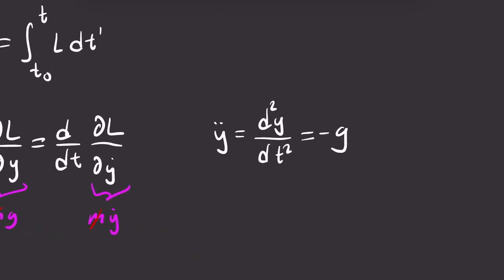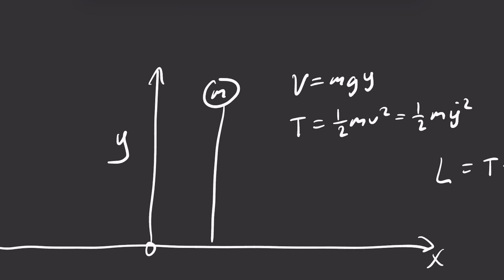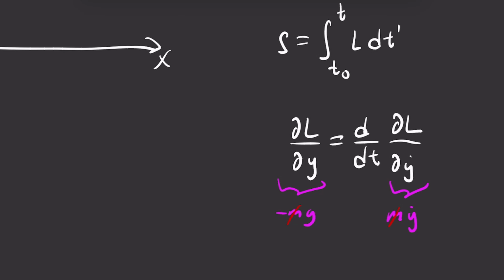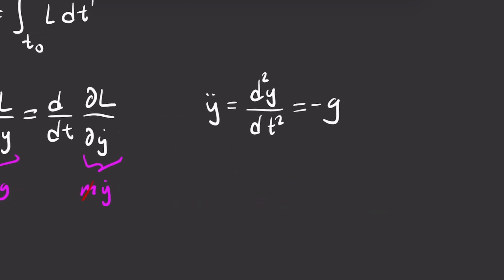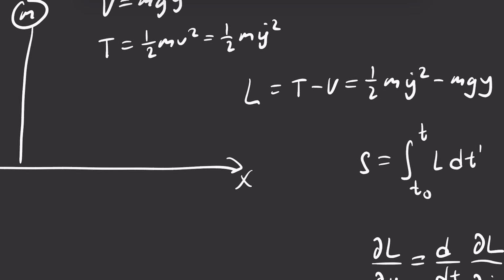This is something we could have figured out using Newton's laws. The force of gravity will just be negative mg, and we can use Newton's second law, F equals ma, and show that the equation of motion looks like this. So it's a very basic application. It's not really that special. In fact, using Newtonian mechanics is probably faster.